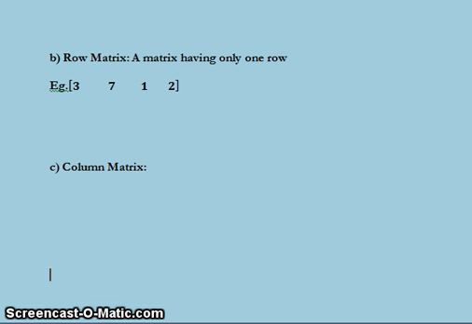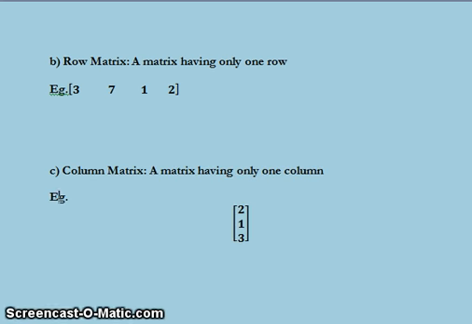Another type of matrix is a column matrix, in which we have only 1 column. An example is a matrix with only 1 column consisting of elements 2, 1 and 3, and 3 rows, where the first row has element 2, the second row has element 1, and the third row has element 3. Thus, in the given matrix, we have only 1 column, and therefore this matrix represents a column matrix.